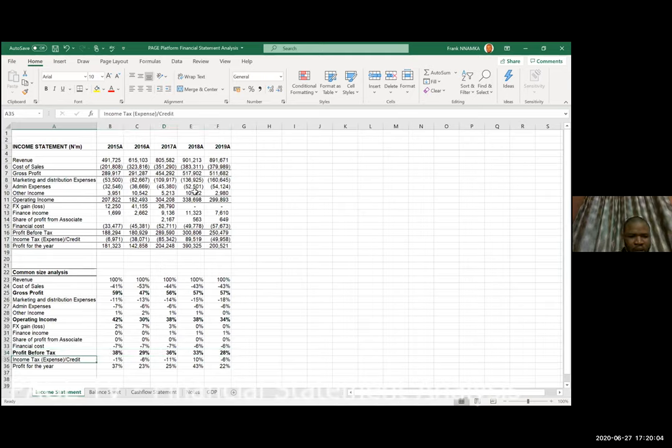The next thing I would like to draw your attention to is your income tax. You shouldn't be looking at it relative to revenue, because that is not what drives it. What drives your income tax is your profit before tax. So we'll actually come here and change this formula to be the income tax divided by your profit before tax. That should give you a more holistic picture of what the effective tax rate is. So we'll name this effective tax rate.